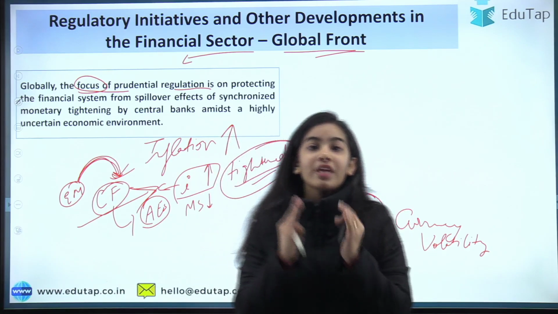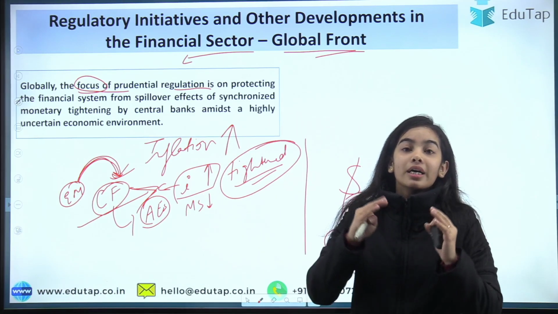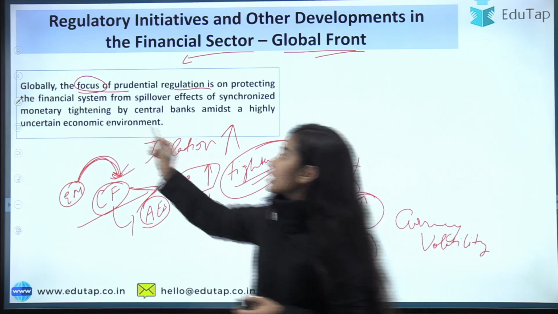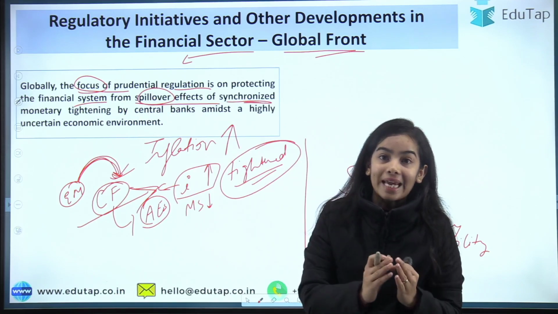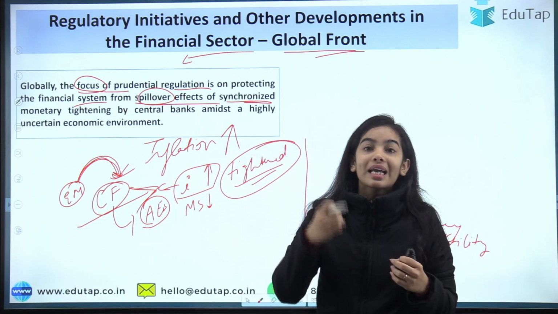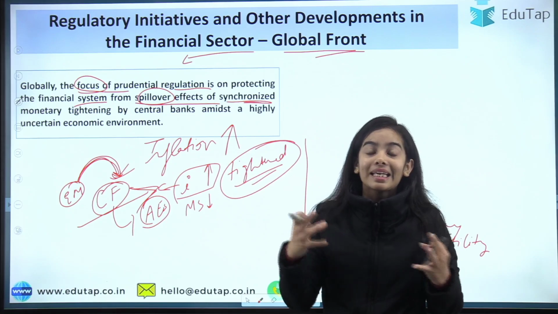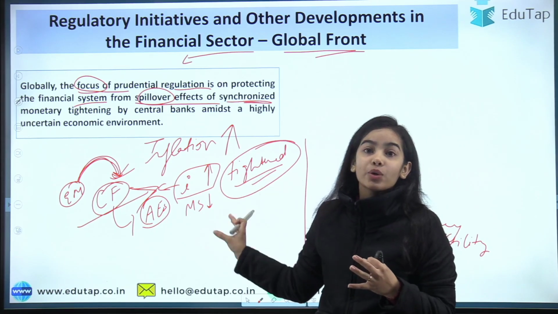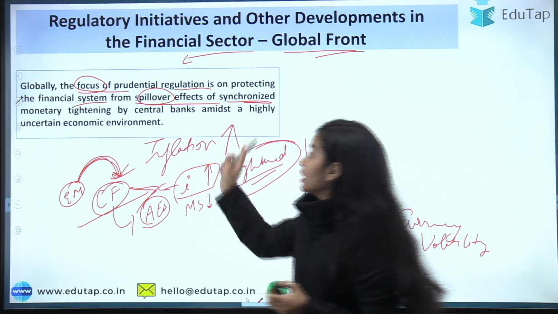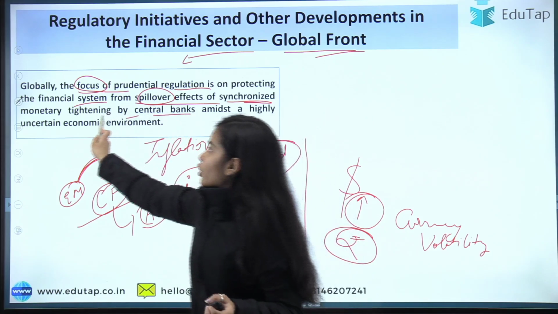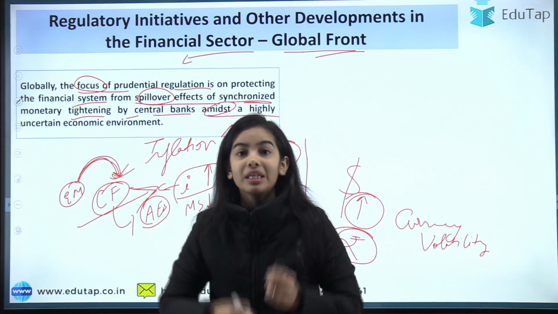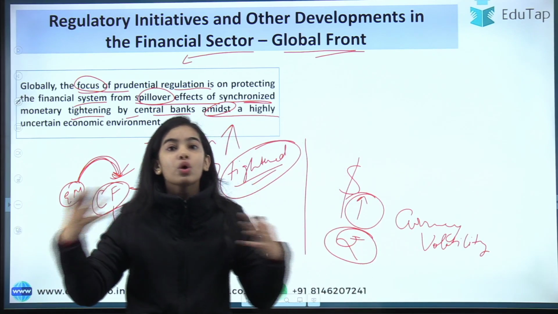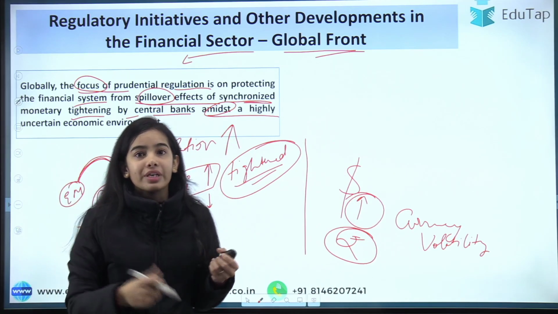So now what the global regulation has to do is to protect the financial system from the spillover effect of the synchronized monetary tightening. All the monetary authorities are tightening their monetary policy, due to which the capital flow is too much. The monetary tightening by the central banks is happening amidst a highly uncertain economic environment. The investors are also not sure, they are very haywire, we can say.